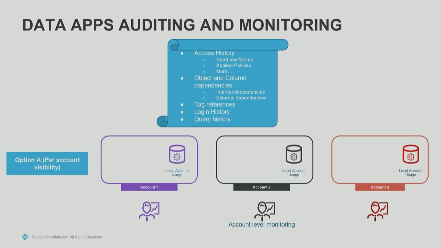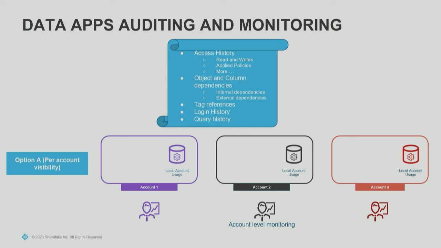Our product manager, Raja, for governance introduced lovely features for data governance. So please use the access history. There you can see the reads and writes against your sensitive data. And the access history is enriched more and more. So you can see the applied policies, the tags applied to the policies. You can see the DML and the DDL as well in the access history. Please use it as much as you can.